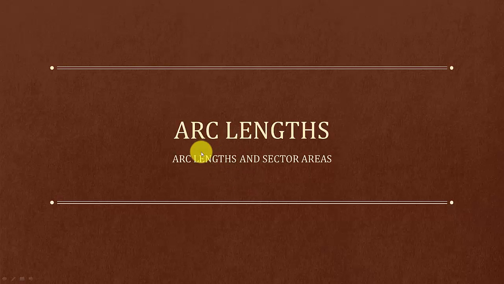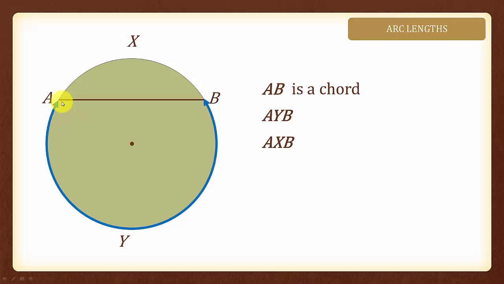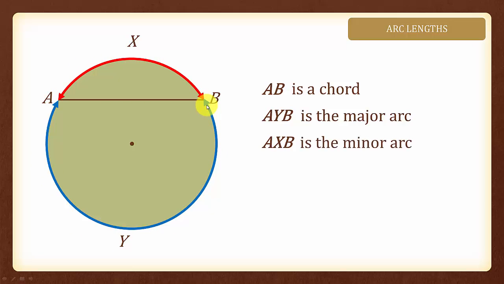In this topic, we are going to learn about arc lengths. Given a line segment AB here that touches the circumference of the circle, the line segment AB is known as a chord. The length AYB here that lies along the circumference is known as the major arc. It is known as the major arc because it is greater than the semicircle. Whereas the length AXB here will be known as the minor arc.